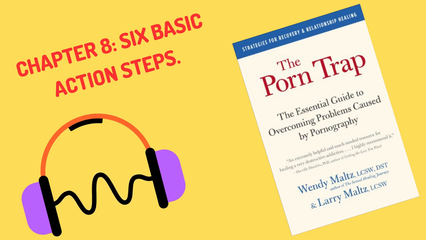The fifth action step is to build a support network. The authors emphasize the importance of finding accountability partners, joining support groups, and seeking professional help when needed. The sixth and final action step is to celebrate progress and practice self-compassion. The authors encourage individuals to recognize the small victories along the way and to focus on self-care and self-compassion. Throughout the chapter, the authors provide practical advice for each of these action steps, including specific exercises and activities that individuals can undertake to move towards recovery.